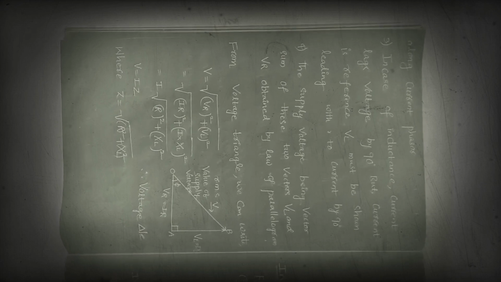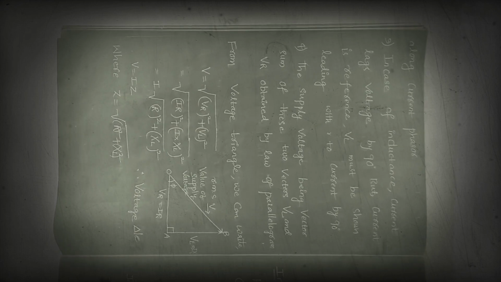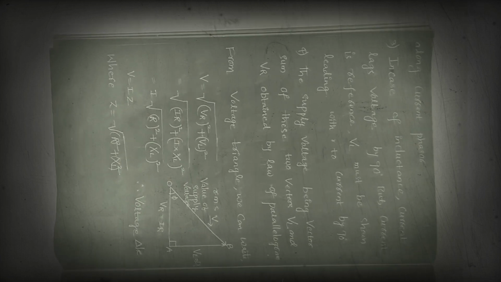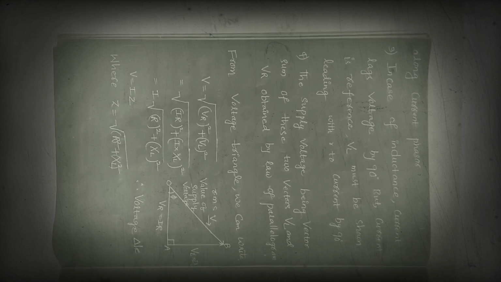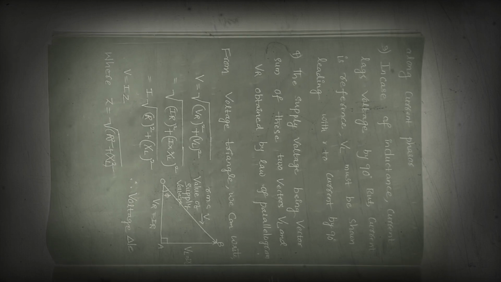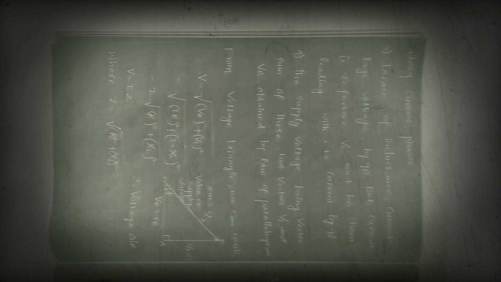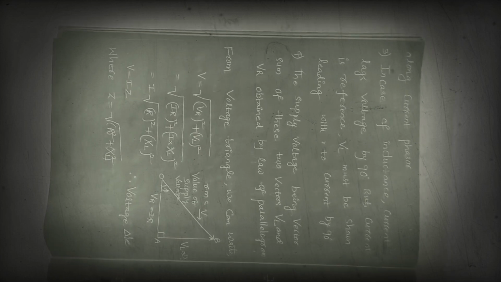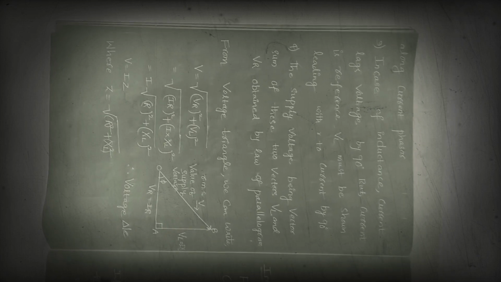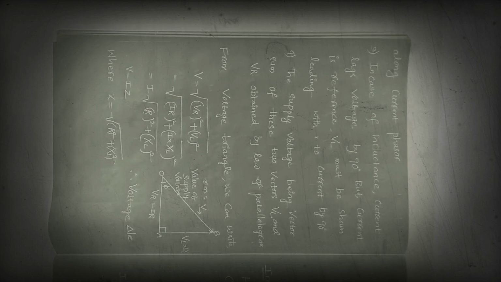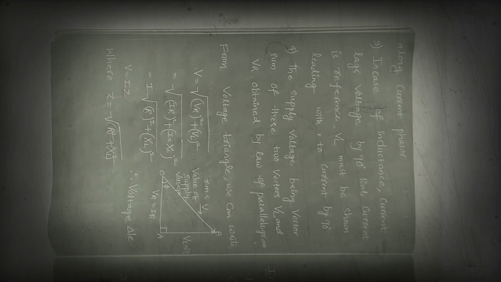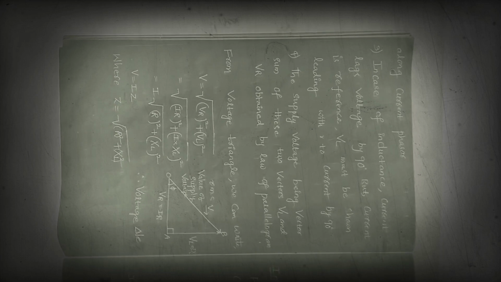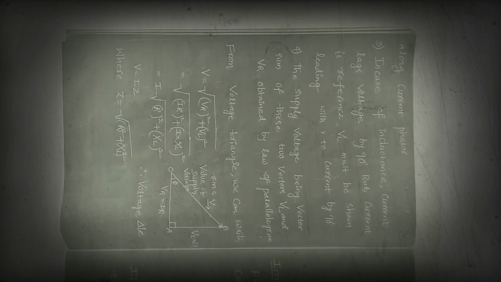For example, if I take an inductor, the voltage and current relationship for the inductor is that voltage leads current by exactly 90 degrees, or another way I can tell, current lags voltage by 90 degrees. Next point, the supply voltage is the vector sum of these two vectors VL and VR, obtained by the law of parallelogram.